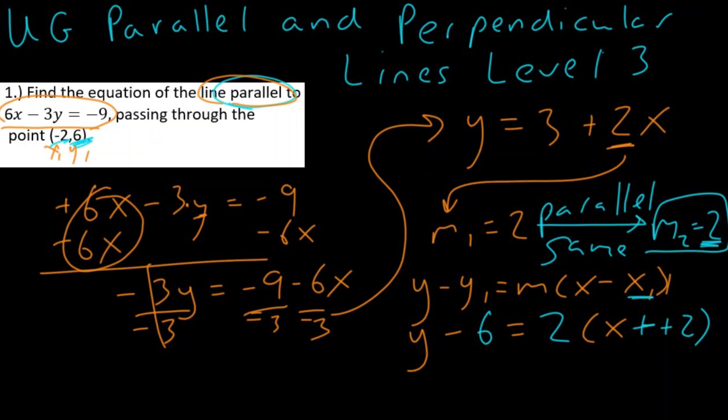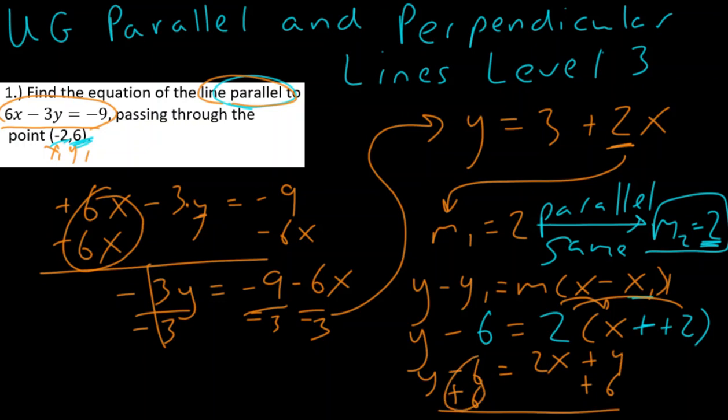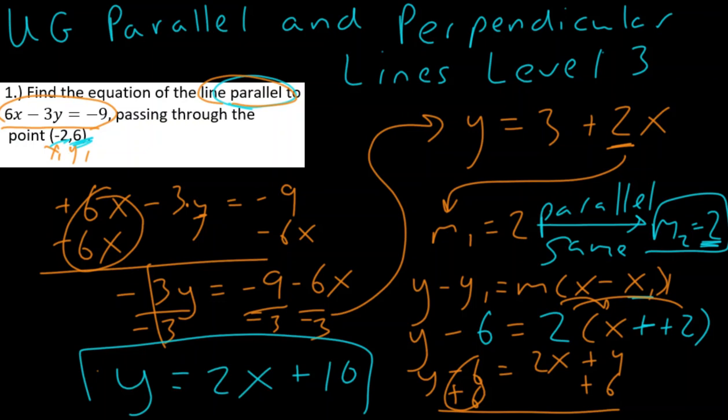Okey-doke. And then from there, all we can do is our distribution. 2 times x is 2x, 2 times 2 is 4, and all we have to do now is get the letter y by itself by simply adding 6 to both sides. And we see that our final equation, I'll write in blue so it really pops out, is y equals 2x plus 10. There's our final answer. Alright, pause the video, finish taking notes, let's move on to example number 2.